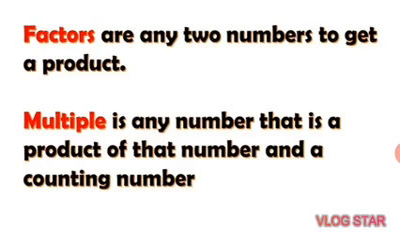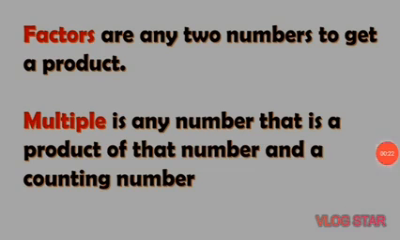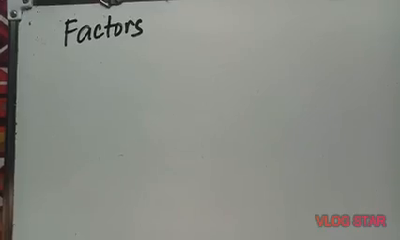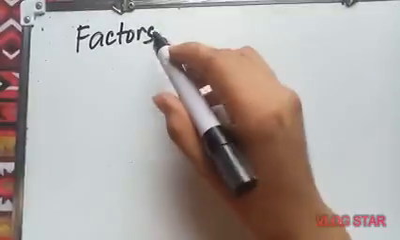So when you say factors, they are any two numbers that multiply to get a product, while a multiple is any number that is a product of that number and a counting number. Here are the examples of factors and multiples. Next, let's proceed to factors.